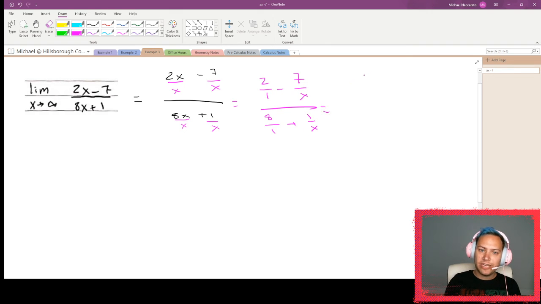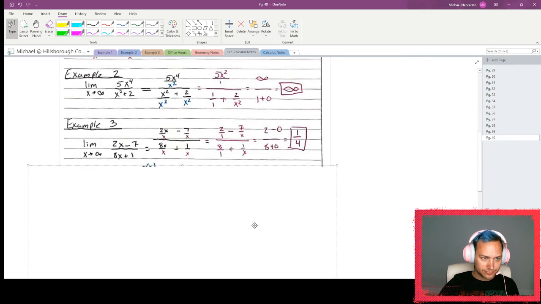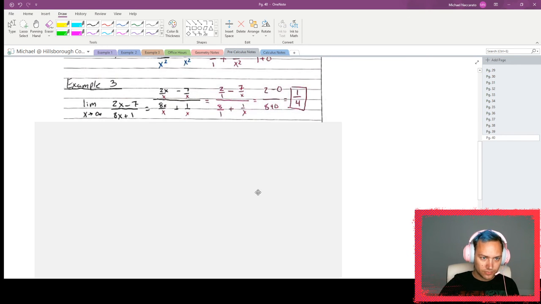So when I plug in infinity, I end up with 2 minus 0 over 8 plus 0. Again, when I plug infinity into a denominator, 7 over infinity or 1 over infinity becomes 0. And that simplifies to 2 over 8, which is 1/4. So the limit here is 1/4. Come on over here then again. There it is, 1/4. So you can pause it there and copy it.